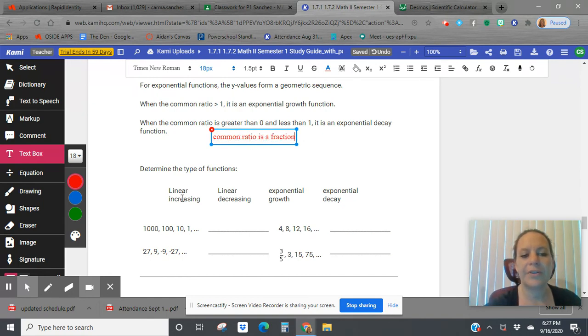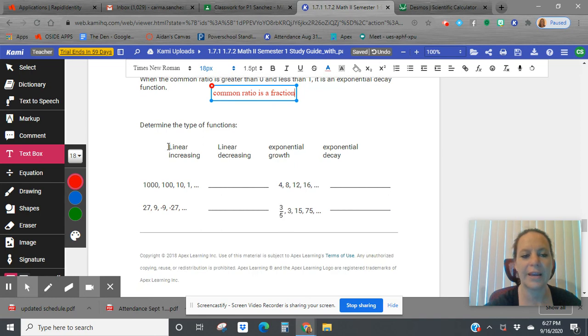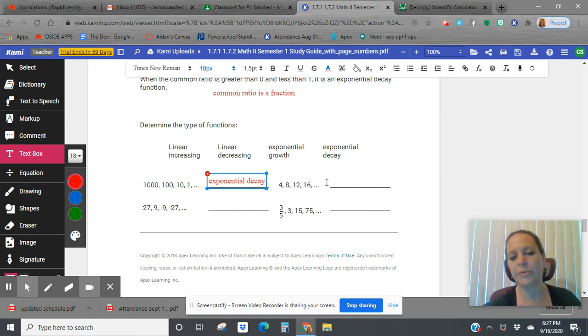Determine the types of functions. There's linear increasing, linear decreasing, exponential growth, or exponential decay. So going from 1,000 to 100, 100 to 10, and 10 to 1, we're dividing by 10 every time. Something that's getting smaller exponentially is going to be exponential decay. 4 to an 8, 8 to a 12, 12 to a 16, that's adding 4 every time. That's linear increasing.